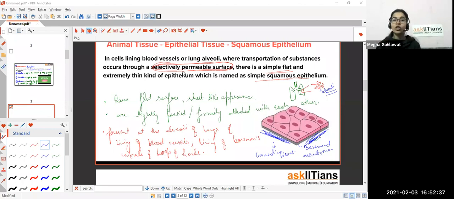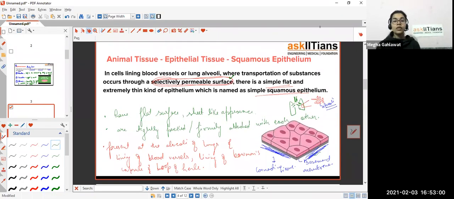Now, again, we came back to this particular topic, selectively permeable surface. This selectively permeable surface is required for the filtration of urea and waste materials out of the blood, which is done in the kidney into structures such as the Bowman's capsule and the loop of Henle. And that concludes your squamous epithelium.